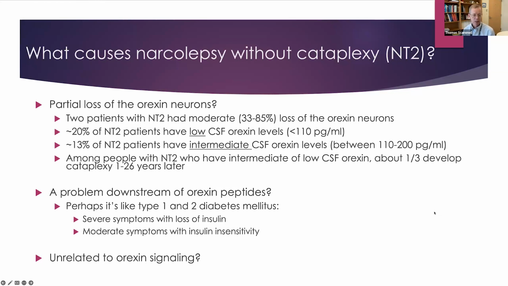It's also possible and equally plausible that this is not due to a loss of the orexin neurons or the orexin peptides, but it's really more of a problem akin to what you see in type 1 and type 2 diabetes. In type 1 diabetes, the insulin producing cells are lost and people have very severe symptoms. But in type 2 diabetes, people are still making insulin, but they're no longer sensitive to it. And so you end up with very severe symptoms with loss of insulin, but moderate symptoms if you're just insensitive to it. And so maybe, and again, this is just speculation on my part, maybe people are making orexins, but the downstream cells are just not responding to them as vigorously as they should.